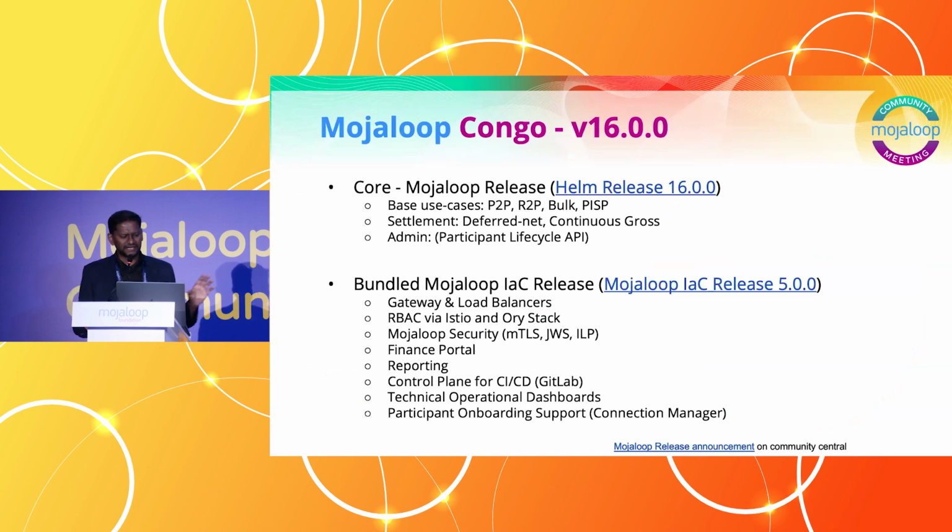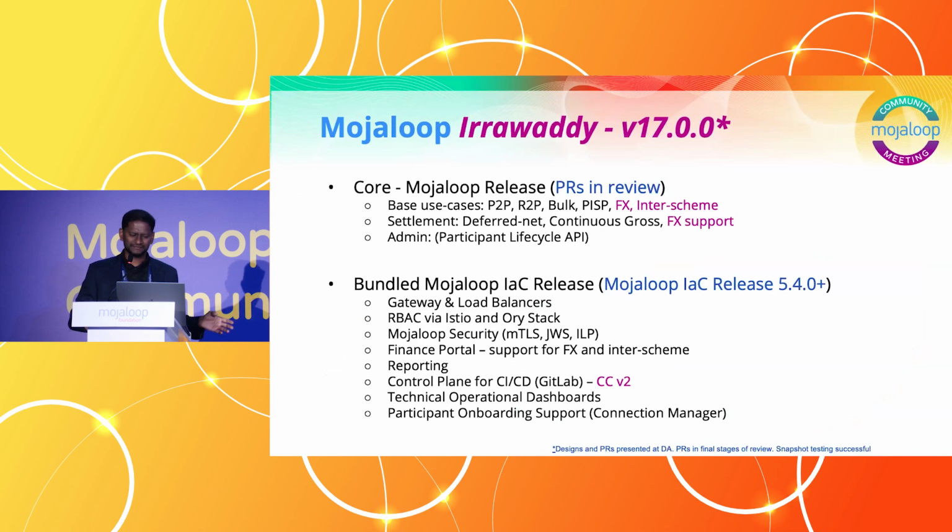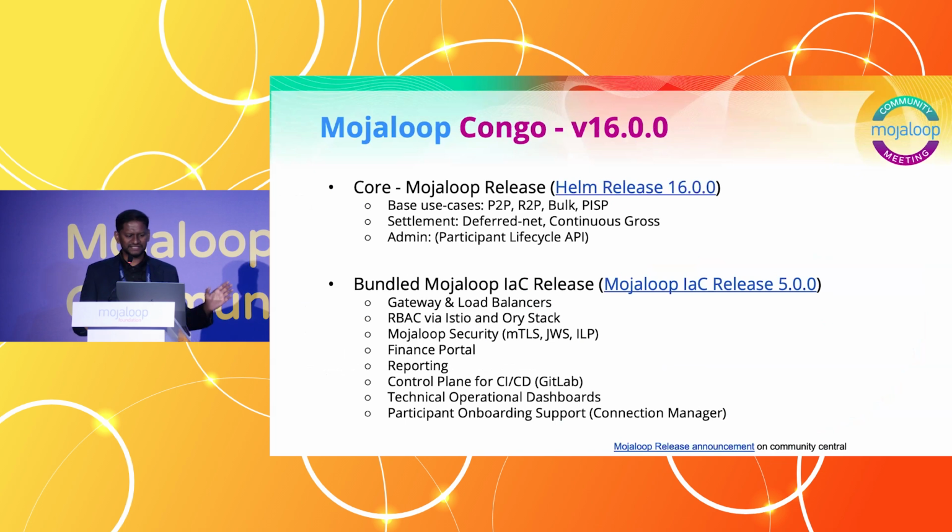So I'll give a quick comparison between version 16, what we have now, and version 17 that's going to come, I'm thinking in a matter of days, if not one or two weeks. In version 16, you can see the base use cases that are supported out of the box. We have peer-to-peer, bulk, request to pay, PISP, and a couple of settlement models supported, deferred net and continuous gross. We also have interchange fee supported, and administration side features to support participant lifecycle management. And so the version number here, version 16, refers to this core functionality.